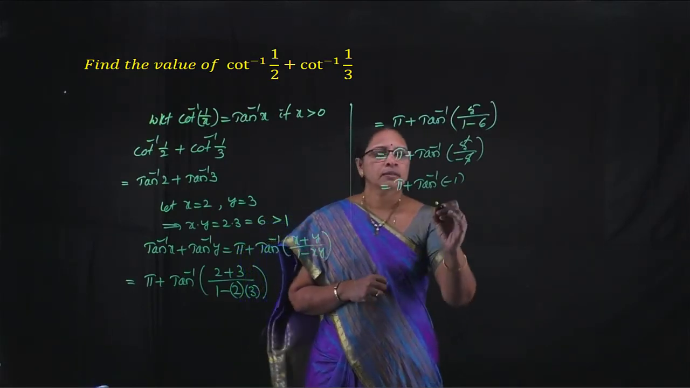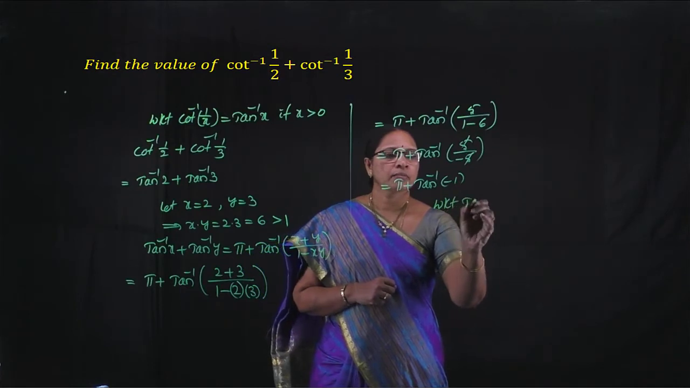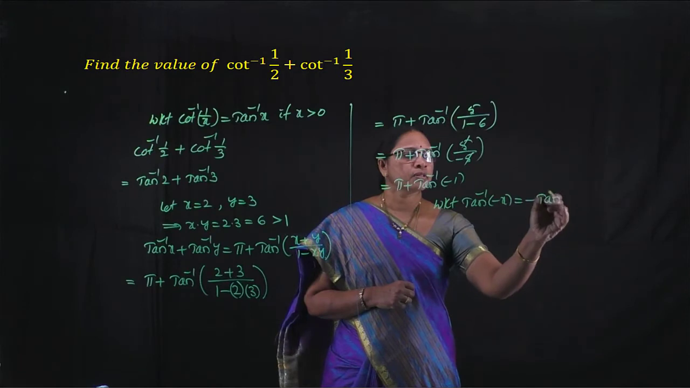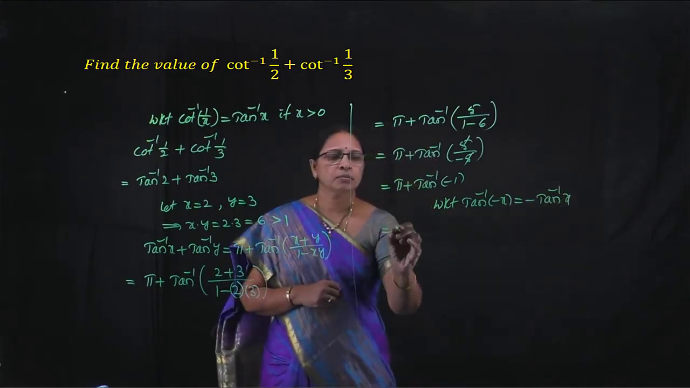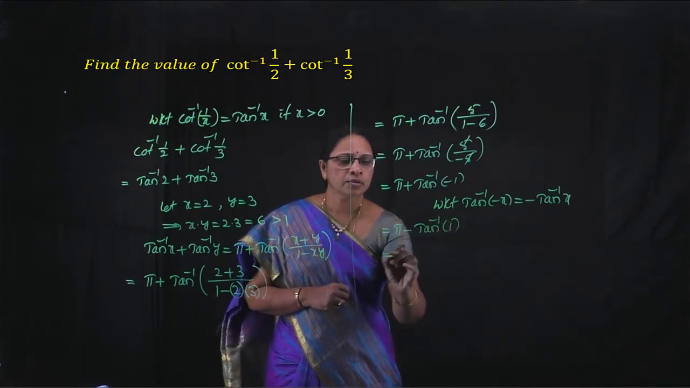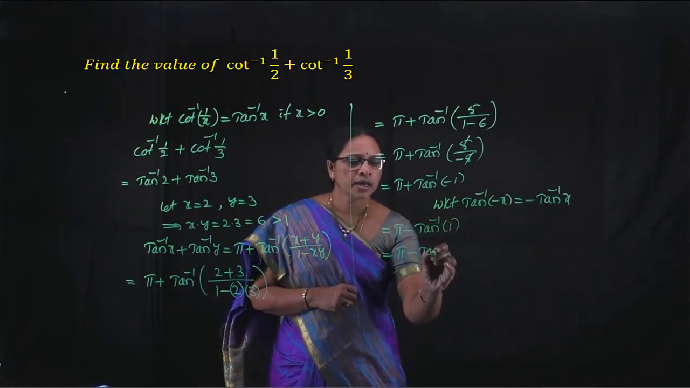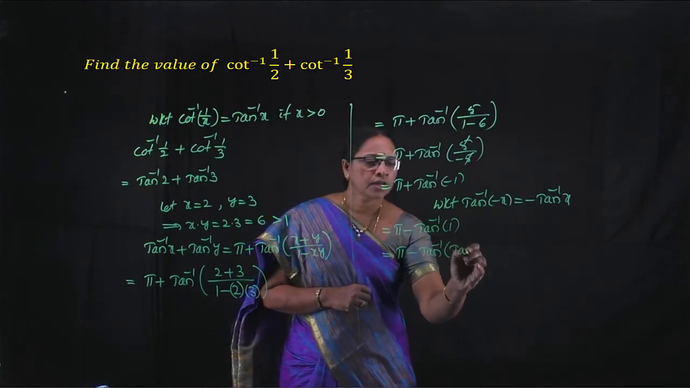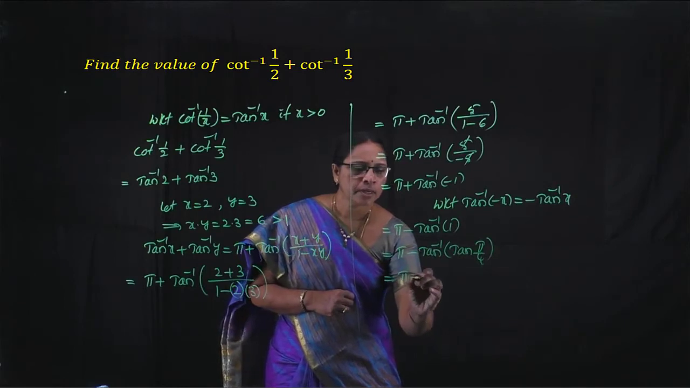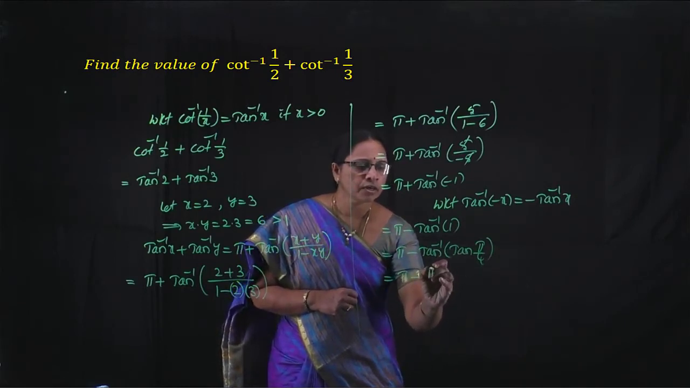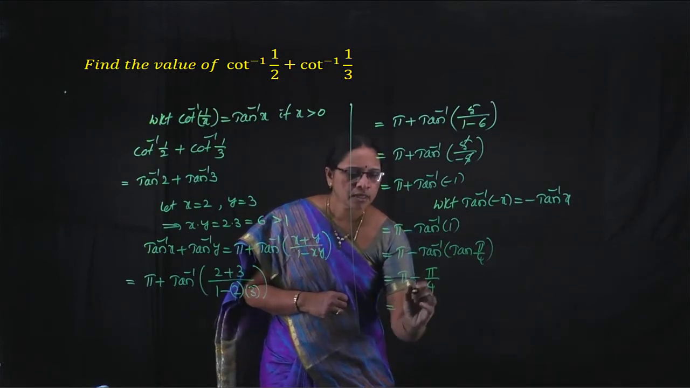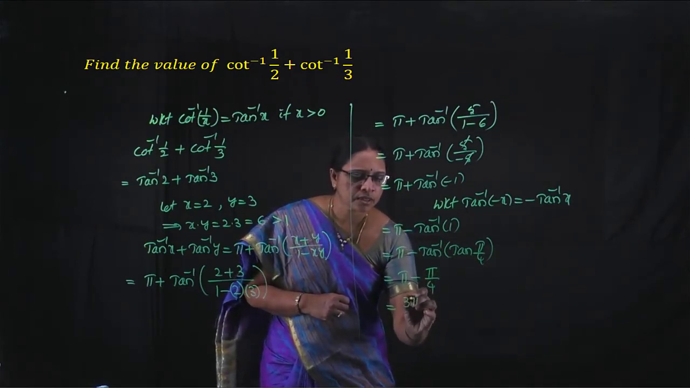We know that tan inverse of minus x equals minus tan inverse x. That equals pi minus tan inverse 1. Tan inverse of 1 is tan inverse of tan pi by 4, and tan inverse of tan theta is theta, that is pi by 4. Here pi minus pi by 4 is 3 pi by 4.